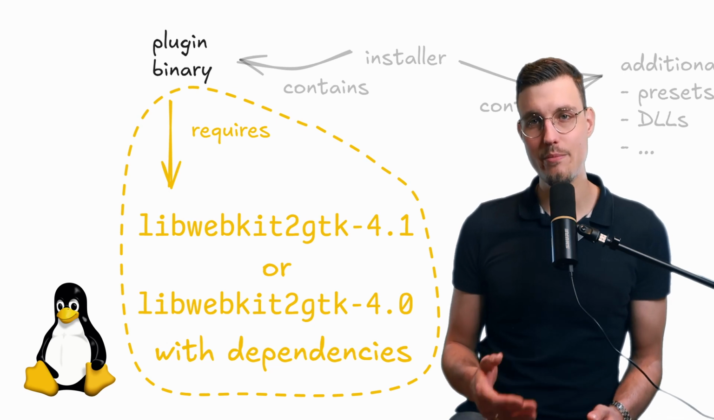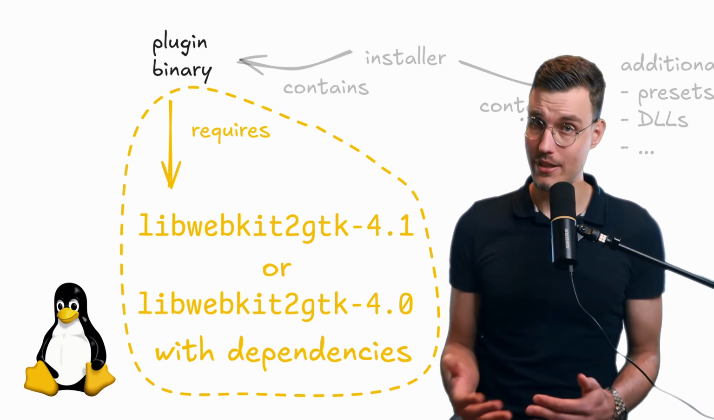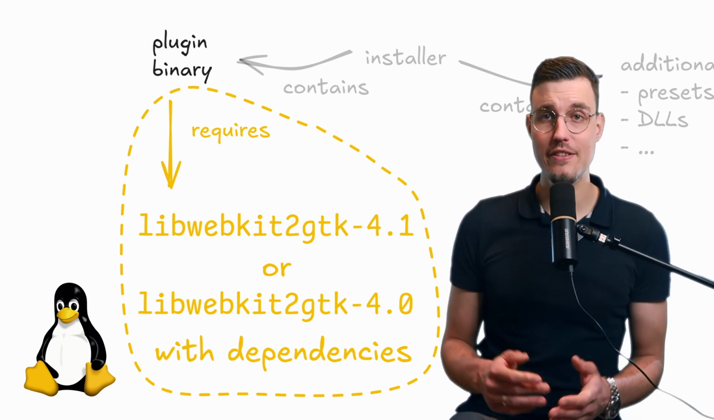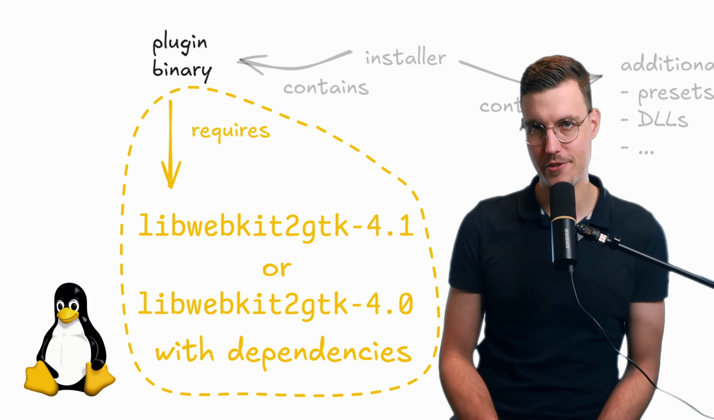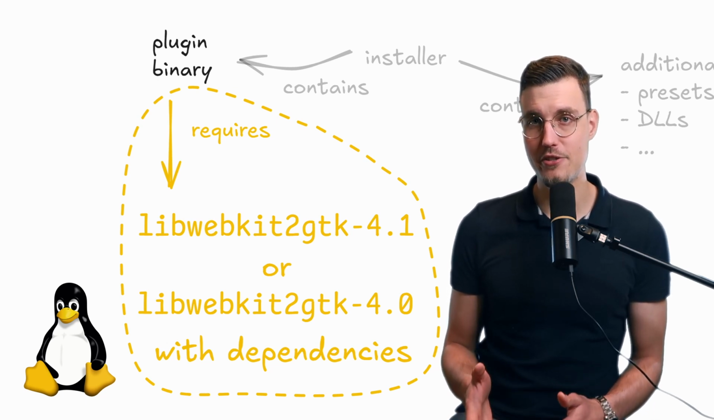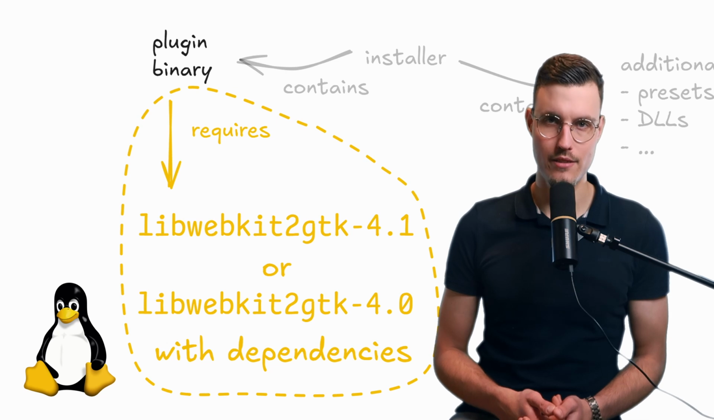On Linux, your customers have to install the libwebkit2gtk-4.1 package. If it's not available for their OS version, they should try the libwebkit2gtk-4.0 package. Compiled JUCE applications use whichever library is available at runtime.